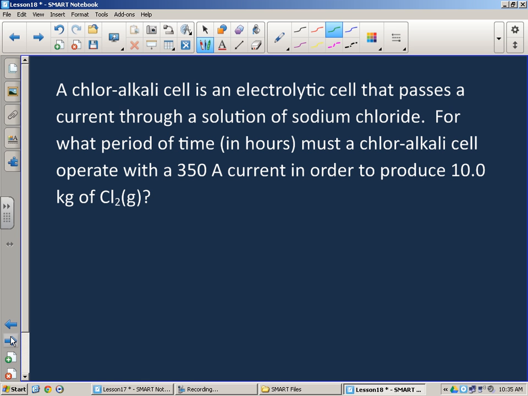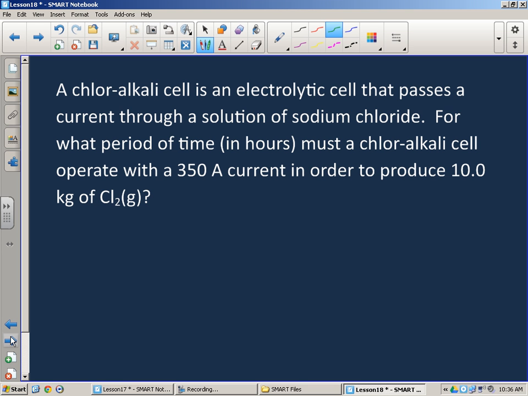A chloralkali cell is an electrolytic cell, so right away, electrolytic, passing energy through it. That involves sodium chloride, basically a solution, so sodium chloride water. For what period of time in hours must a chloralkali cell operate for 350 amps in order to produce 10 kilograms of chlorine? Well, right away, there are some key little things here. If you want to save some time, if you understand that you have to produce chlorine gas, really there's only one redox equation that's going to do that for you.